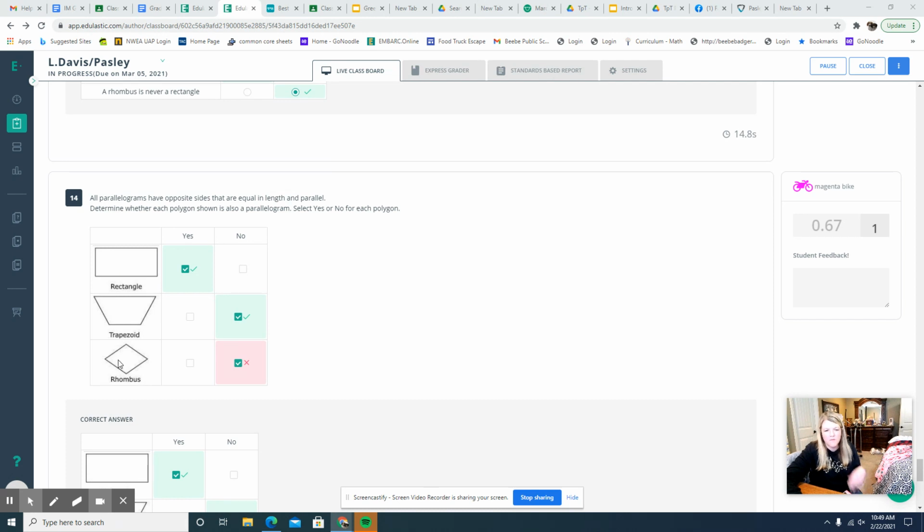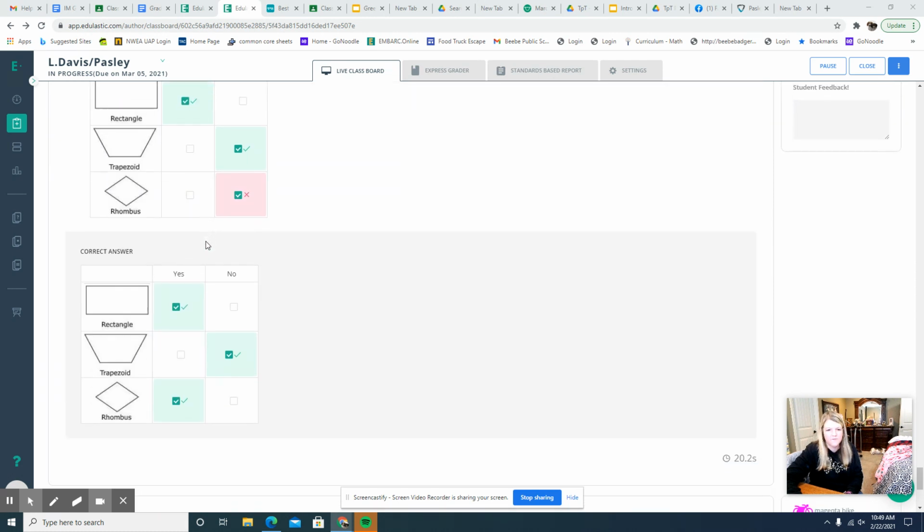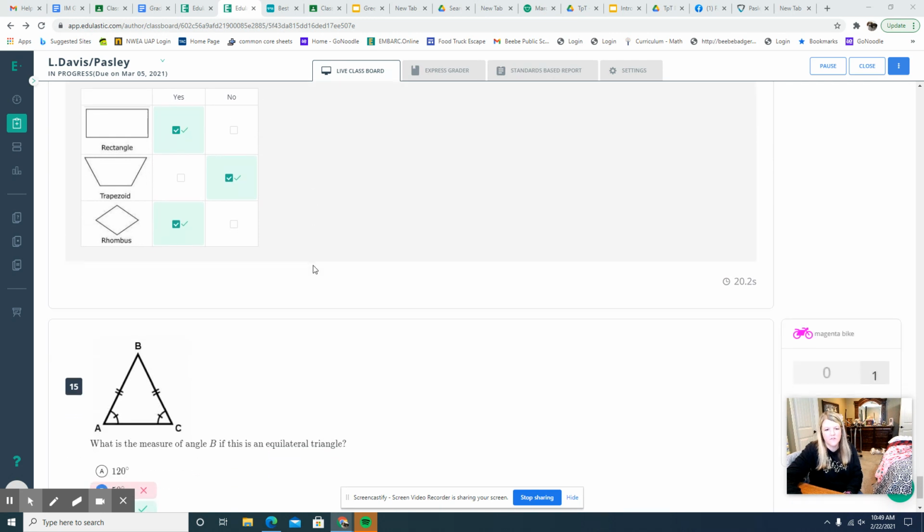And then the rhombus, though, is going to be considered a parallelogram because it has the opposite sides that are equal in length and they are parallel. So the rectangle and the rhombus would be parallelograms, so they would be yeses for this. So this shows the correct answer.